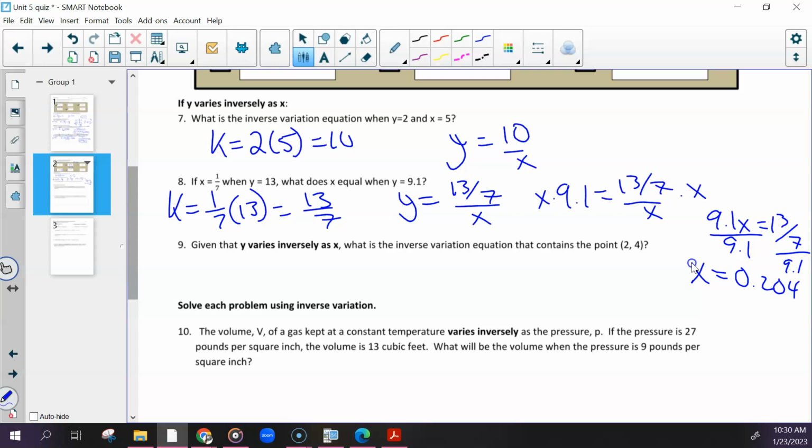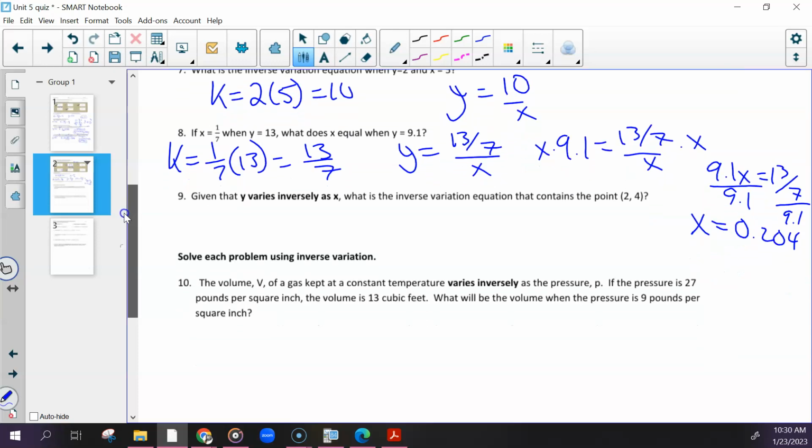Questions on that one? So that one was worth 5. Yeah, so the 4 was solving for k, getting the correct k value, and then solving for the variable, getting the correct answer.